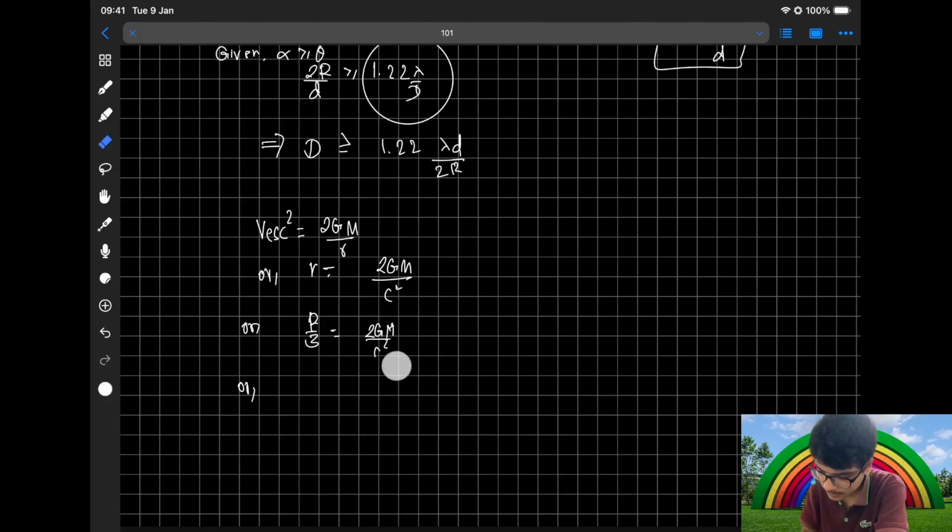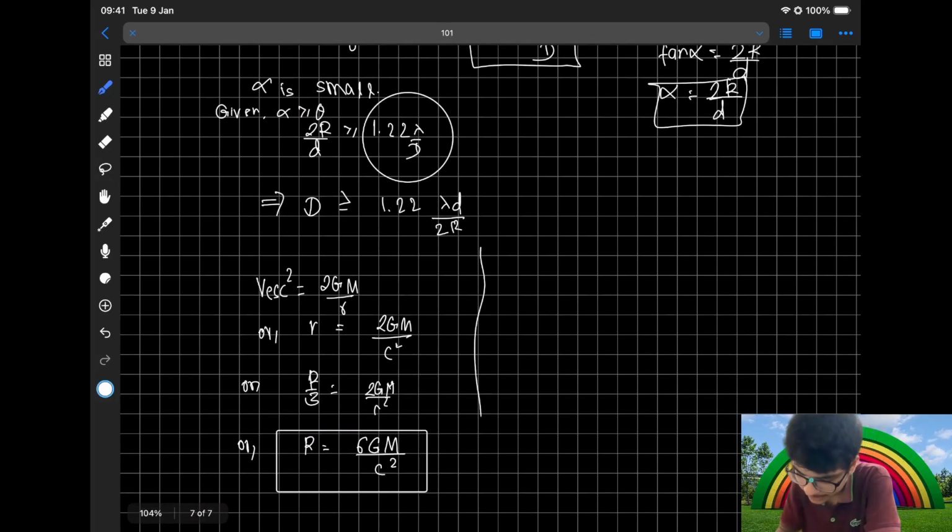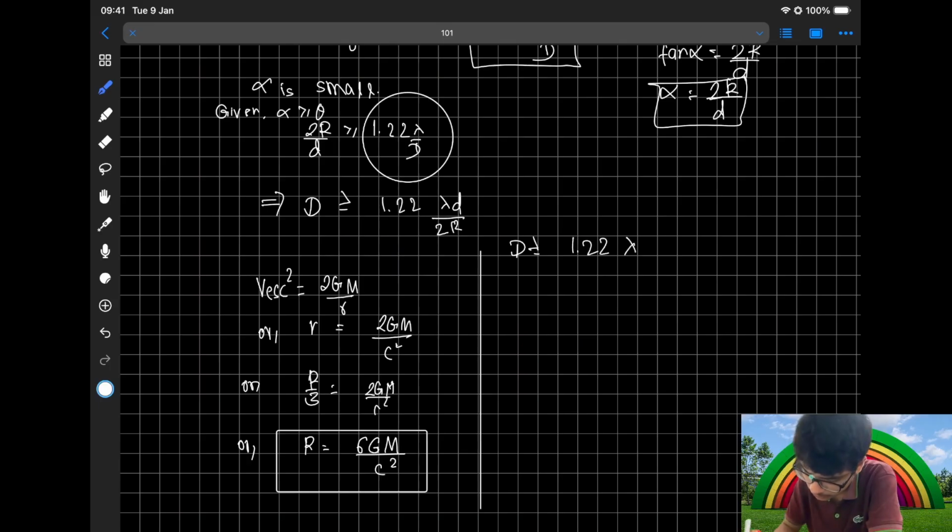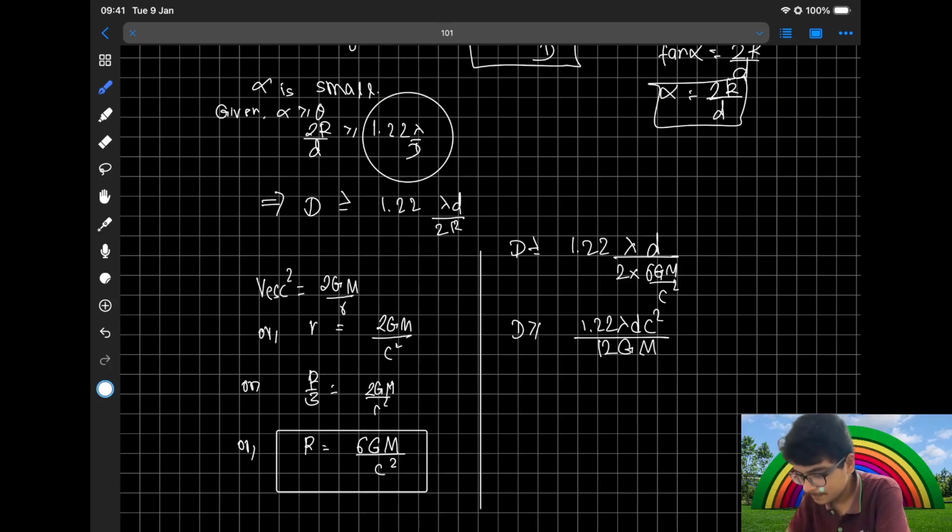Or it will just be as easy as this, I suppose: 2GM divided by c squared. Just as easy as this. So now the aperture diameter needed will be at least greater than or equal to 2 times 3 GM by c squared, which is 2 lambda d c squared by 12 G M. That is the required answer.